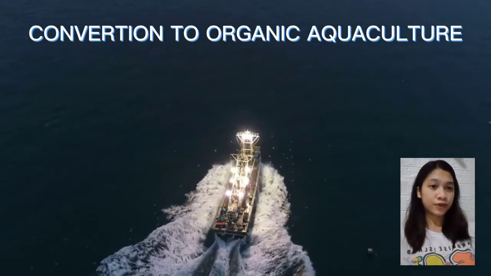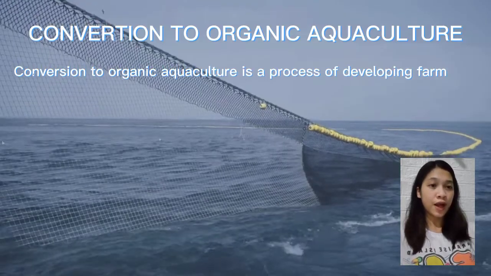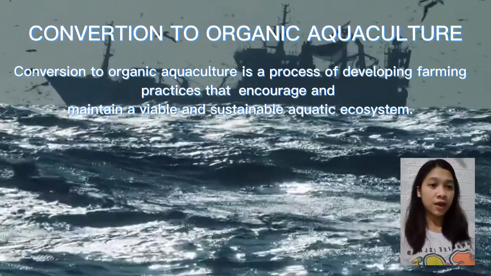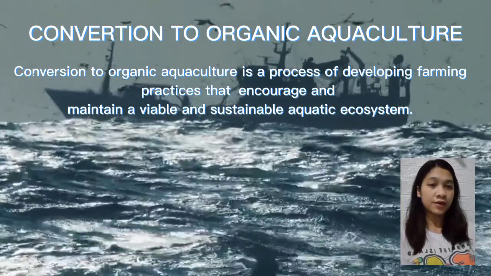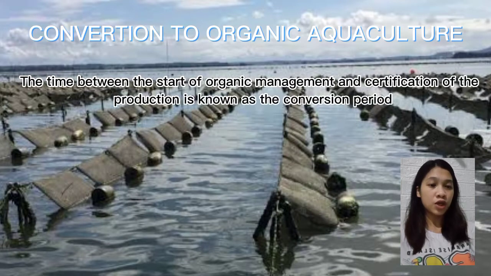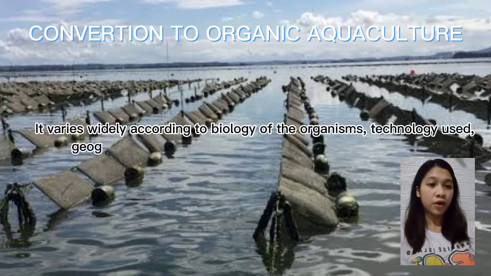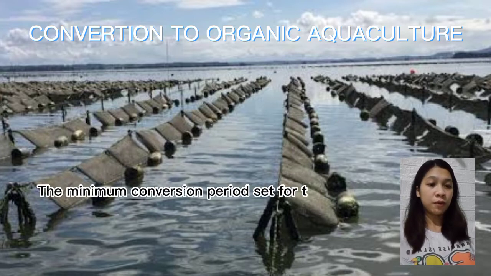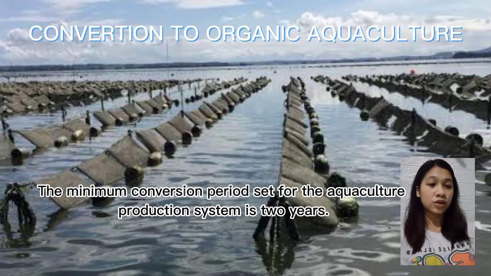Conversion to organic aquaculture. Conversion to organic aquaculture is a process of developing farming practices that encourage and maintain a viable and sustainable aquatic ecosystem. The time between the start of organic management and certification of the production is known as the conversion period. It varies widely according to biology of the organism, technology used, geographical conditions, ownership structure, time span, etc. The minimum conversion period set for the aquaculture production system is 2 years.